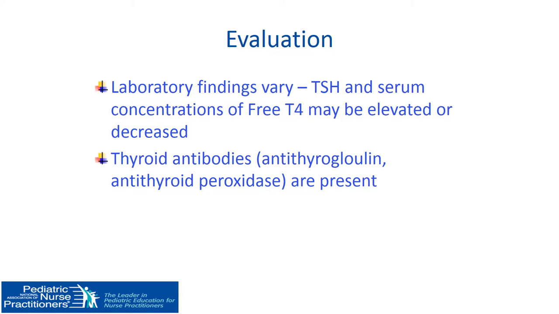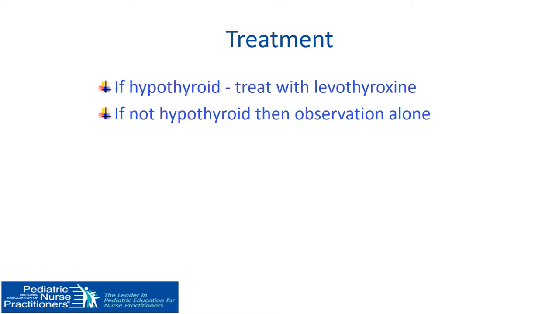So for Hashimoto's, the laboratory findings: TSH and the free T4 concentrations may be elevated, they may be decreased, they may even be normal. But the way that we really diagnose this is with drawing thyroid antibodies, which is antithyroglobulin and antithyroid peroxidase. And those will be present if you have Hashimoto's. Treatment: if you're hypothyroid, meaning that your levels in your blood of your thyroid hormone are low, we treat you with levothyroxine. We'll also treat you with levothyroxine if you have symptoms and your thyroid levels are on the lower end. If you're not hypothyroid and you just have Hashimoto's, you have a small goiter, then we'll just watch you with observation alone. It's not going to be harmful.